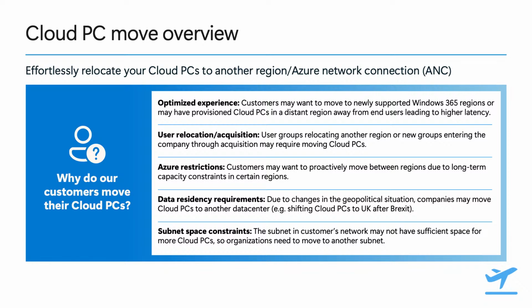Subnet space constraints. Sometimes the existing subnets in customers' network may not have sufficient capacity or space to accommodate their organization's growing needs for Cloud PCs. In such cases, administrators can move the Cloud PCs to another subnet to alleviate space constraints.